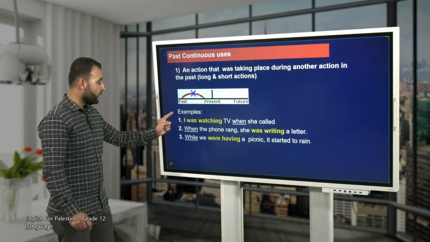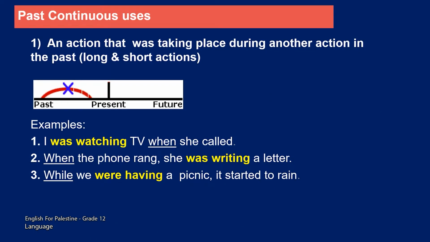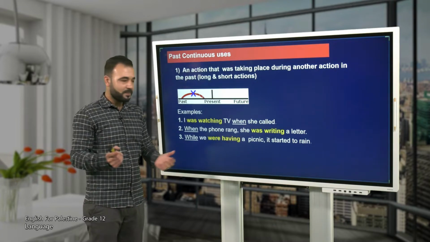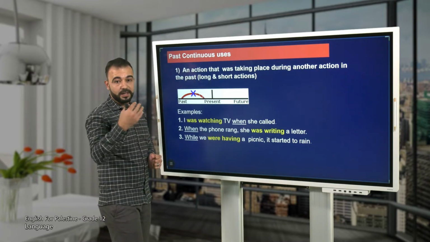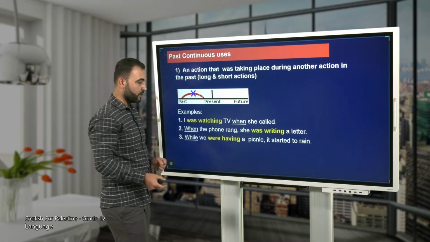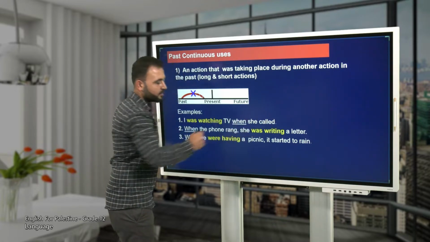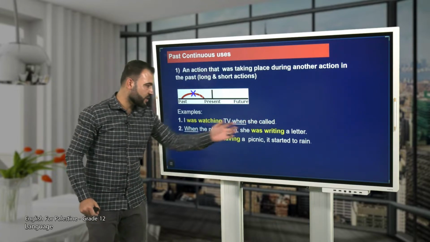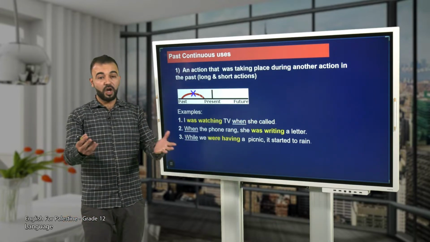Number 1, I was watching TV when she called. So, I was watching here. Was watching is the long action. This verb was interrupted by her call, when she called. So, when here is followed by the short action and preceded by the long action.